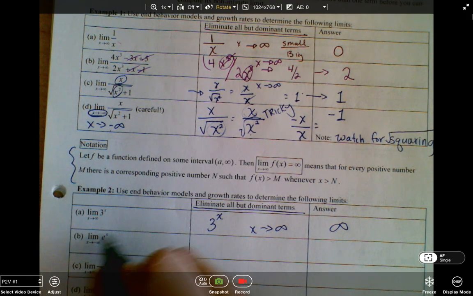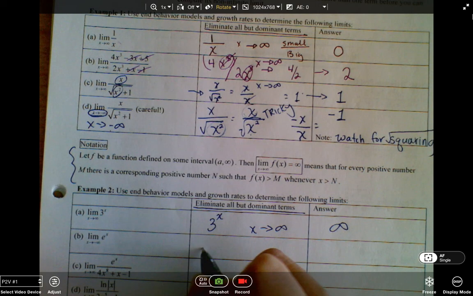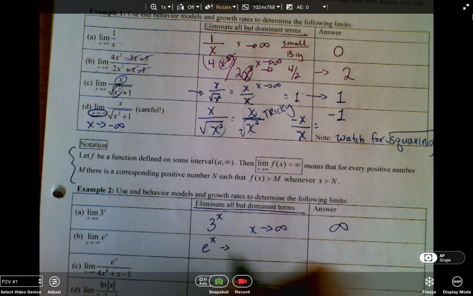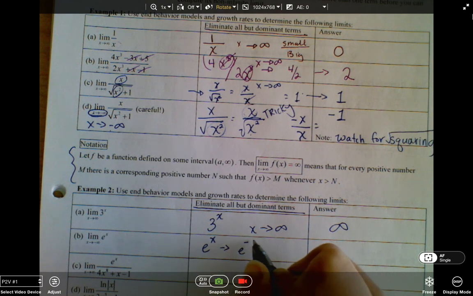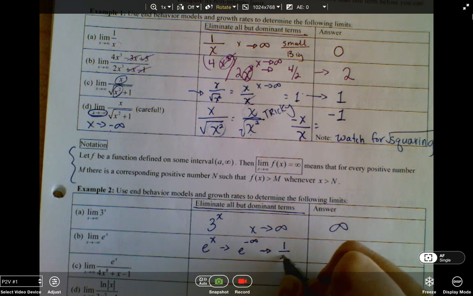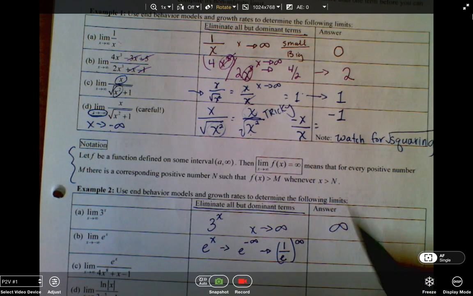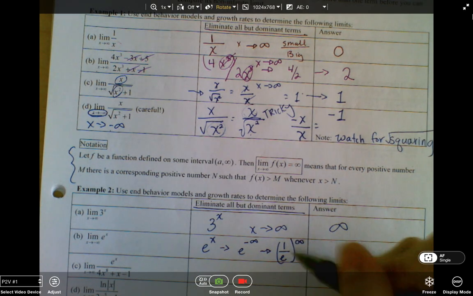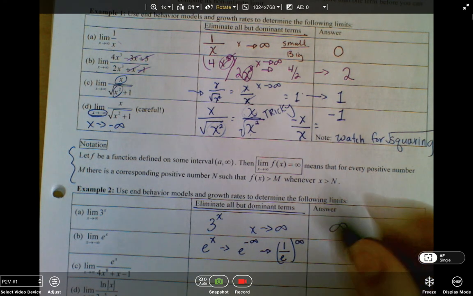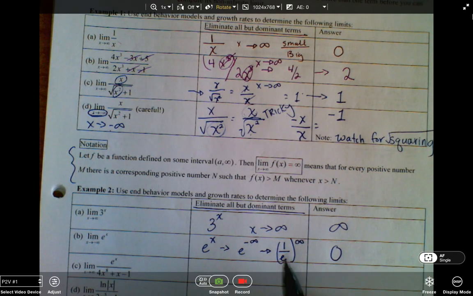e to the x, nothing to compare there, so this becomes e to the negative infinity, which we would rewrite as 1 over e to the positive infinity. So if I take this and multiply it by itself an infinite number of times, we're going to end up going to 0 because we have more weight down here in the denominator.